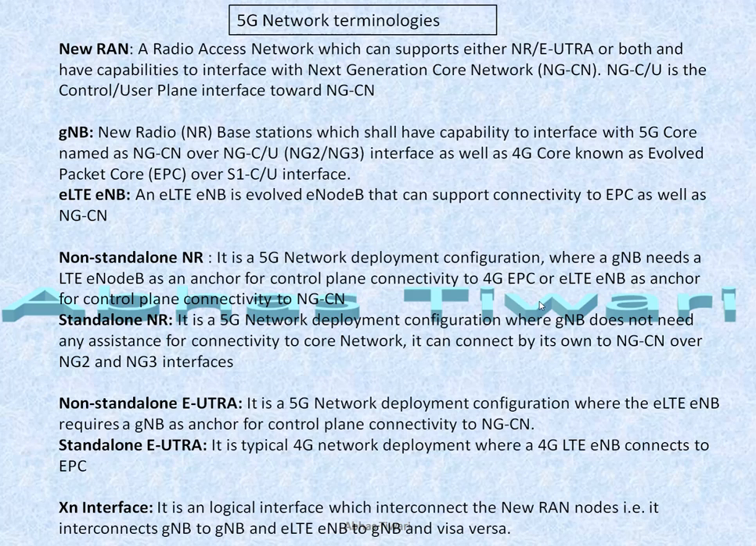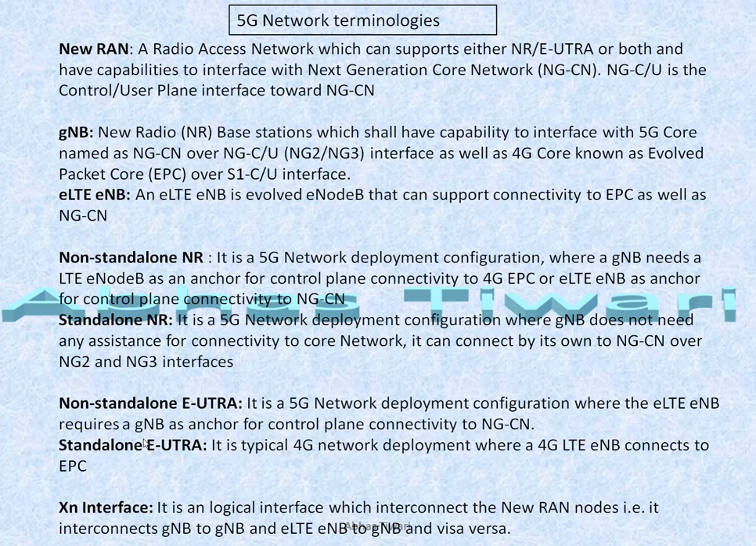Similarly, for non-standalone E-UTRA, for control plane connectivity to the next generation core network, the LTE NodeB requires a gNodeB. And this is standalone NR and this is standalone E-UTRA. Standalone E-UTRA is your typical 4G network deployment, and standalone NR is your typical 5G network.